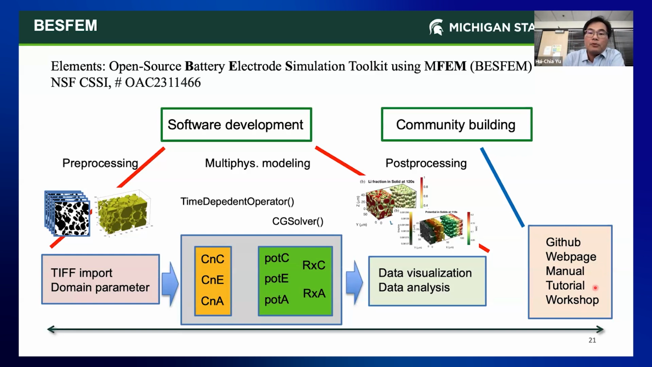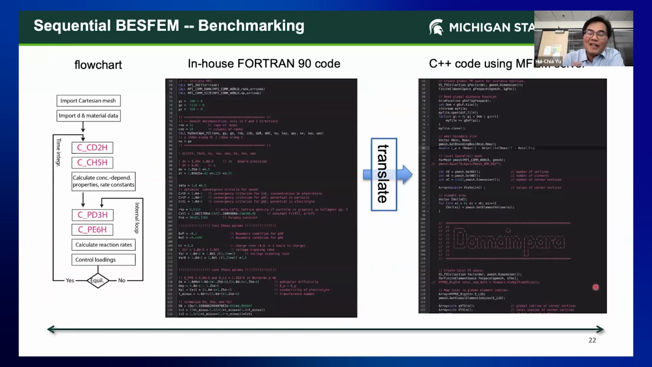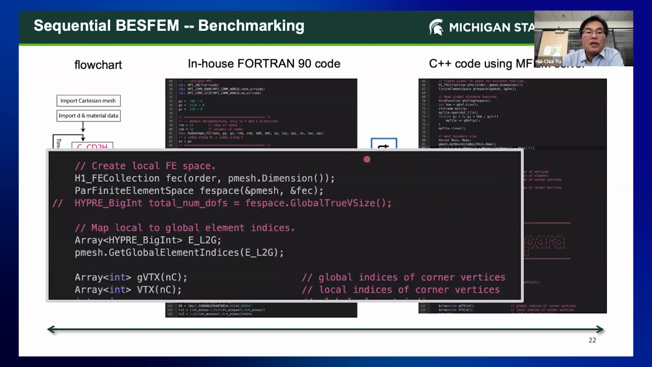So the first stage we are doing right now is translating our in-house code to MFEM-compatible C++ code. Here is a flow chart of solving the coupled equations. These first two are the lithium concentration in the electrolyte and in the particle. And then this part is solving the static equations coupled with the reaction rate. This one is our in-house Fortran code, and we are not going to go over it. But in the first version we translated everything from Fortran to C++, and we are using MFEM as the solver.